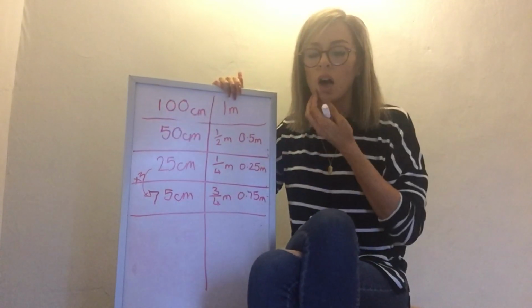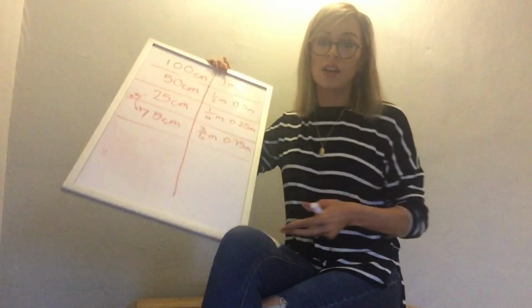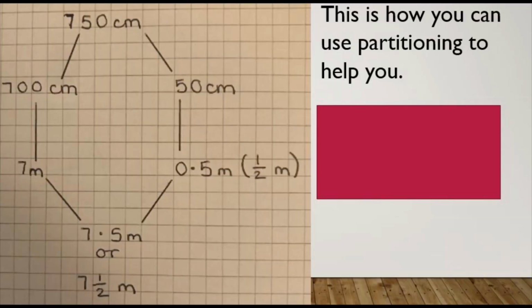So I'm going to show you how I would like you to figure out some questions in your books today. We're going to use that partitioning method again. As I say, when you get a bit more confident with this, you can do this by pure calculation. So you would be timesing or dividing by 100. But once we get into the swing of things, I'm going to show you how to do this with the partitioning method.